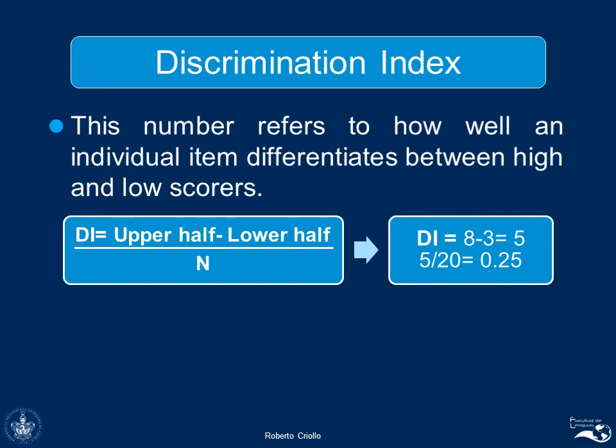So for example, if in a group I have 20 students in total, and the most competent students, the ones that are at the top 10 students, get 8 correct answers, and if the students in the lower group, that means the students from the half to the bottom, answer correctly just 3 times, or 3 of them. In this case we have 8 minus 3 gives me 5, and then I'm going to divide it by the total number of students, which is 20, and the discrimination index is 0.25.